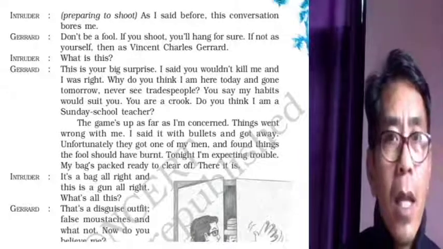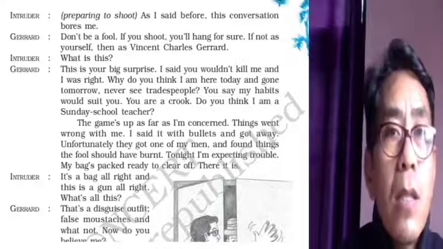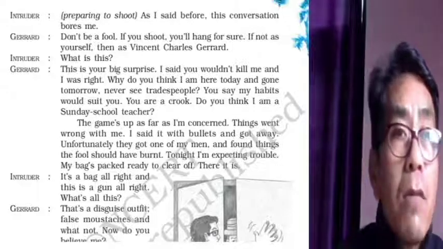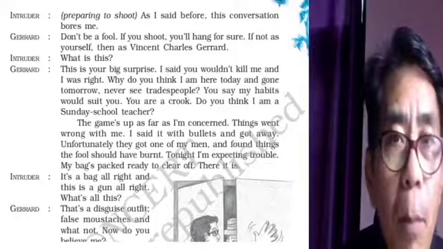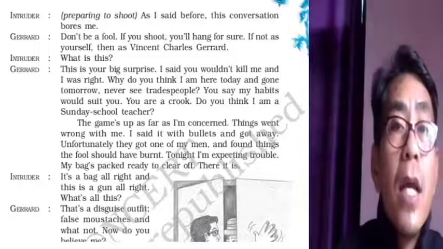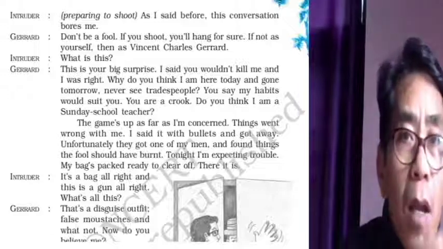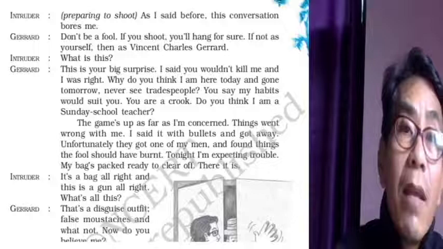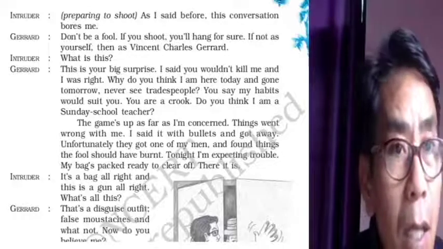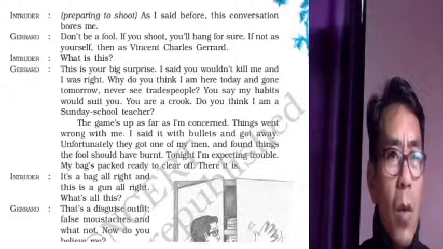That was strange, isn't it? If the police find him, then he will be killed by the police. But if he takes the identity of Mr. Vincent Charles Gerard by killing him, the same thing, he will also get the punishment. So the intruder was surprised. What is that?